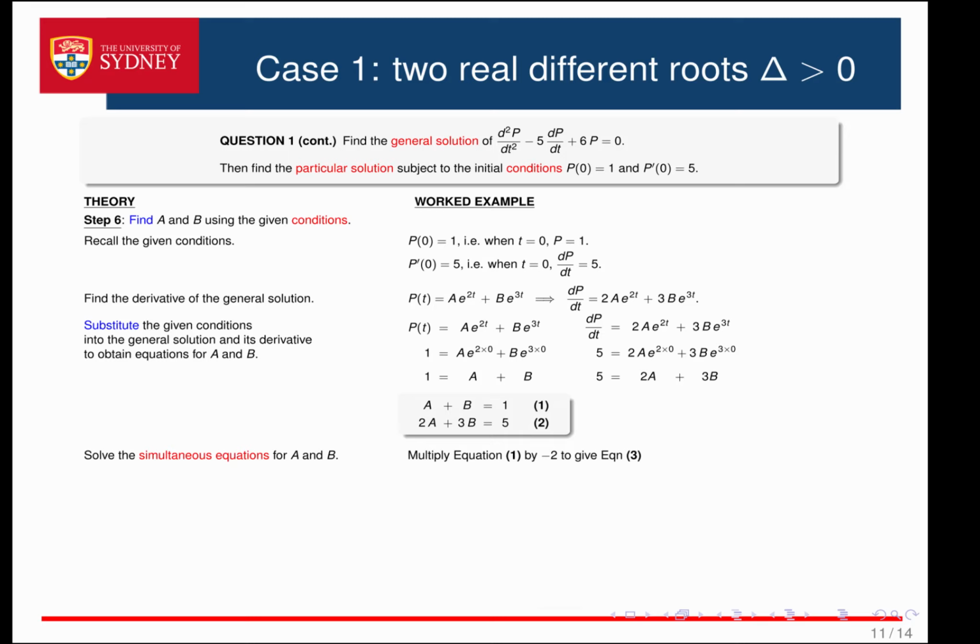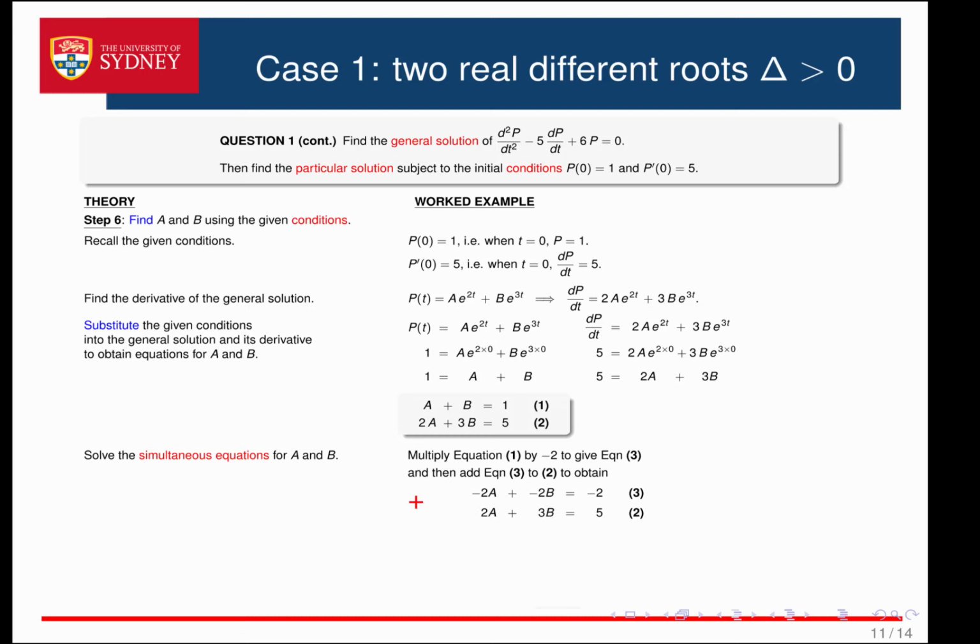Labelling our equations 1 and 2, we multiply equation 1 by negative 2. We call this new equation equation 3. The reason for doing this will be apparent in the next step.